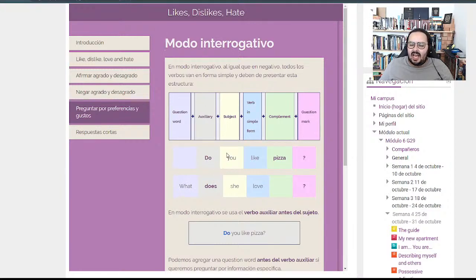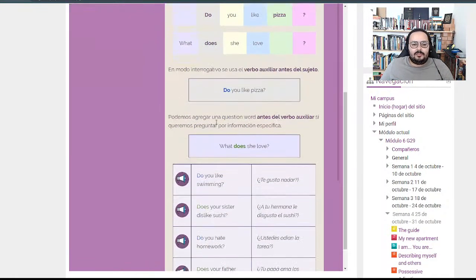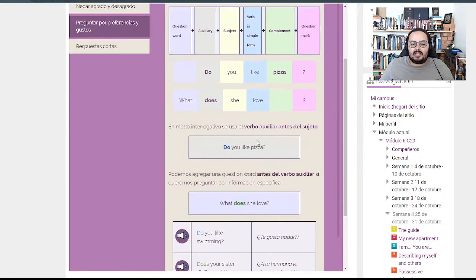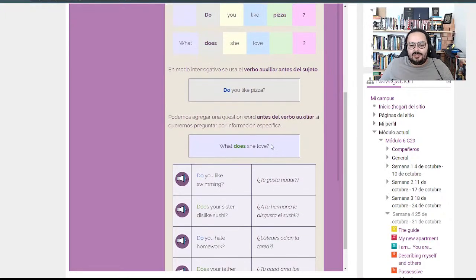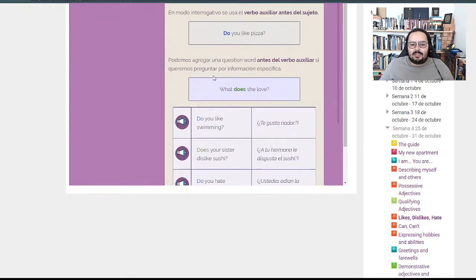What plus does, which is the auxiliary, or do. The WH question plus the auxiliary plus the subject, verb in simple form, complement, and question mark. And here the example says, what does she love? ¿Qué es lo que a ella le gusta? La pizza, el carro, los carros, no sé, comprar ropa, whatever. Okay. Now, it says, en modo interrogativo se usa el verbo auxiliar antes del sujeto, like I already told you. And here we have some examples.